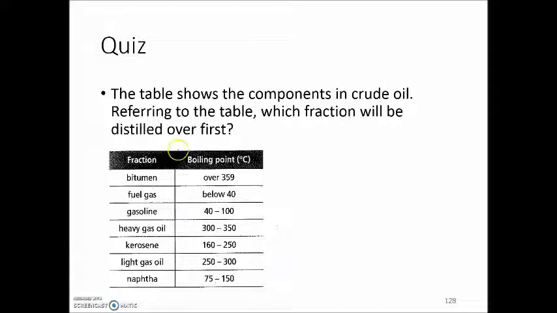Now let's have a short quiz where fractional distillation is used to separate different parts of crude oil. Which fraction will be distilled over first? And this shows you the answer.